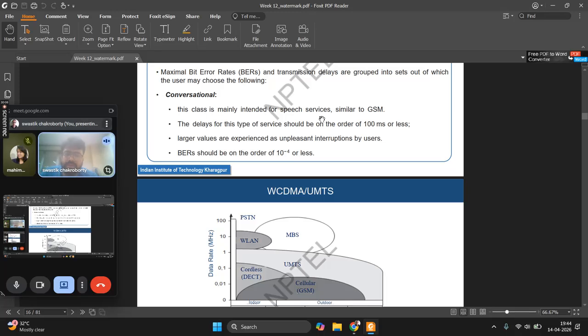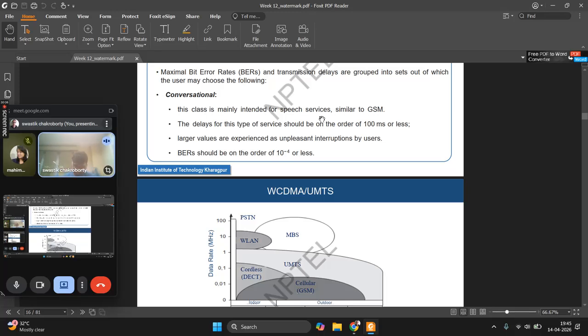Now there are multiple sets of BERs and transmission delays, out of which we have to choose a particular set for our requirement. If the requirement is only speech, then we can have a higher BER. But if you are doing video transmission, you have to have a much lower BER. So one aspect is of course user density.